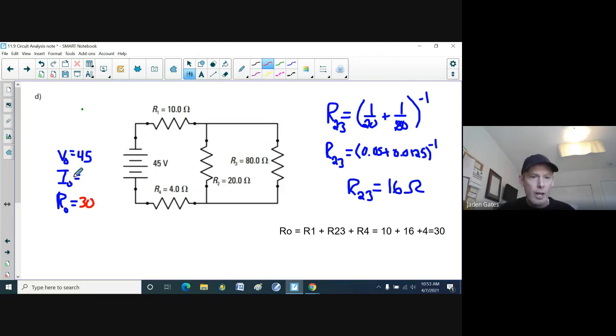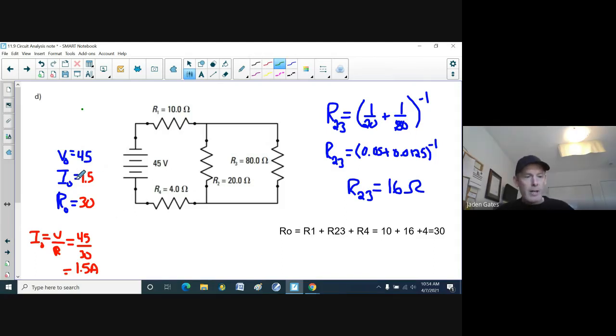Now I got my V and my R, so I can figure out how much current comes out of the source by, again, using Ohm's law. So I'm going to take I, and that is rearranging that formula or using my triangle. I get V divided by R. So it's 45 divided by 30. And again, this is for I0. And 45 divided by 30, I think it's 1.5. Let's see. Yep, it is. 1.5 amps are coming from the source. All right, so there we go. 1.5 amps. Now, what does that mean? How does that help me out?